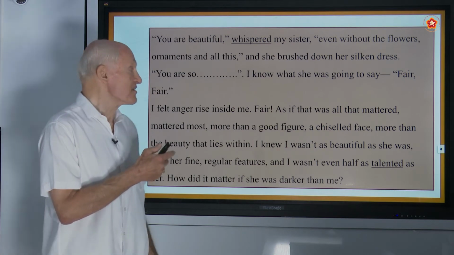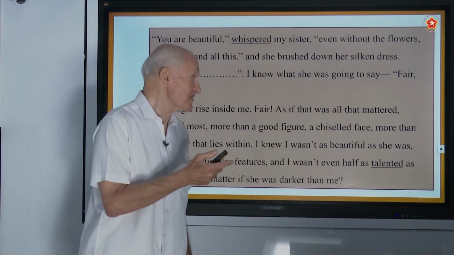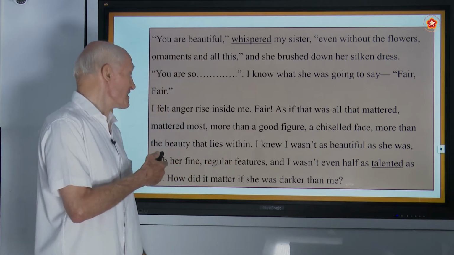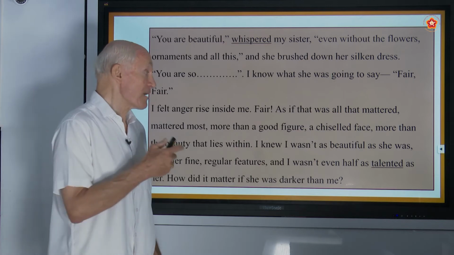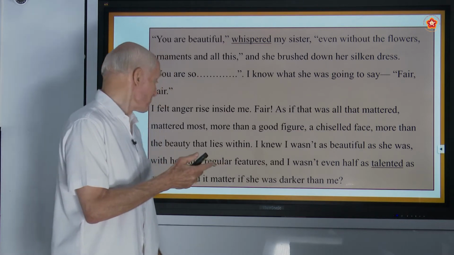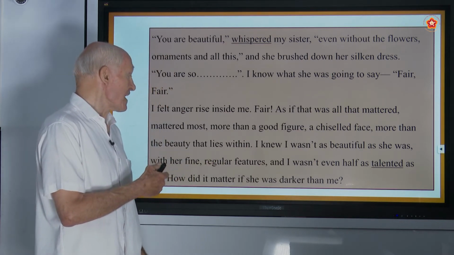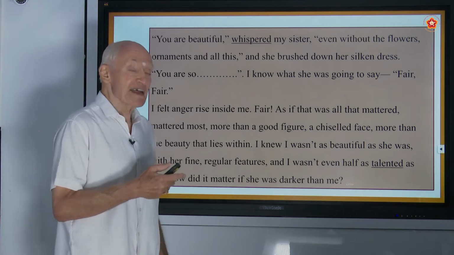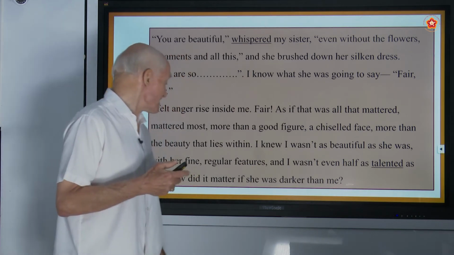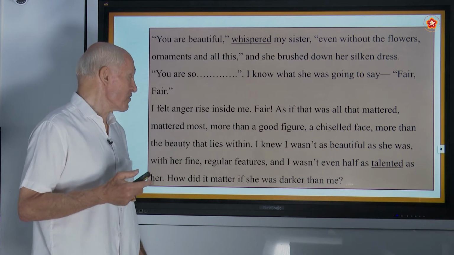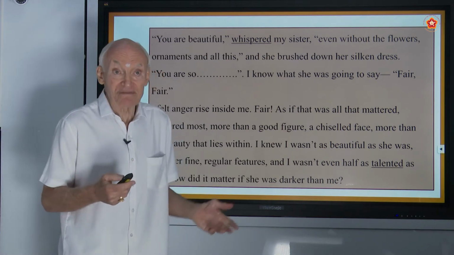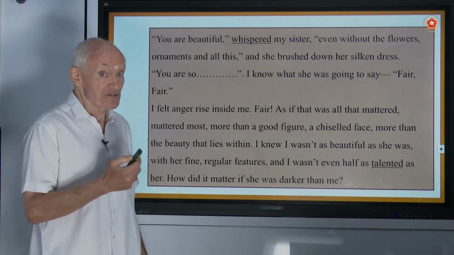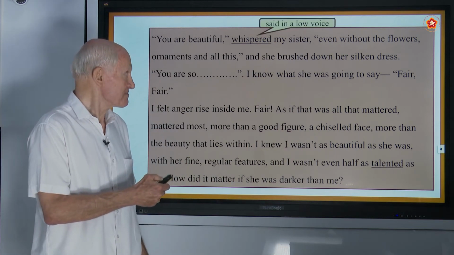Mattered most. More than a good figure, a chiseled face, more than the beauty that lies within. "I knew," Simi's feeling this, "I wasn't as beautiful as she, with her fine, regular features, and I wasn't even half as talented as her. What did it matter if she had darker skin than me? It doesn't matter, does it?" But to Ardhana, it did matter.